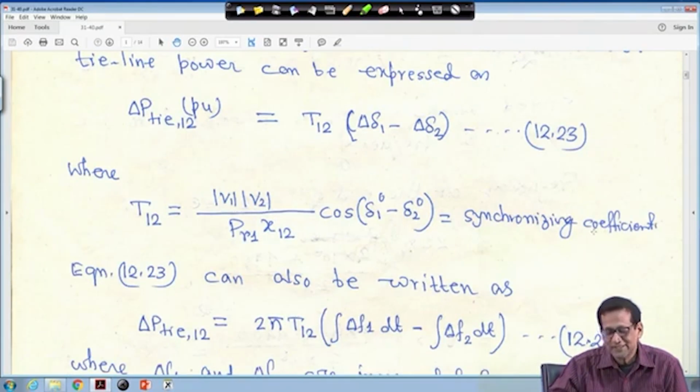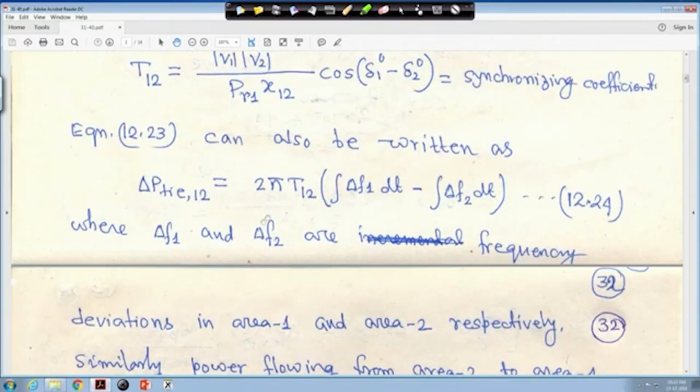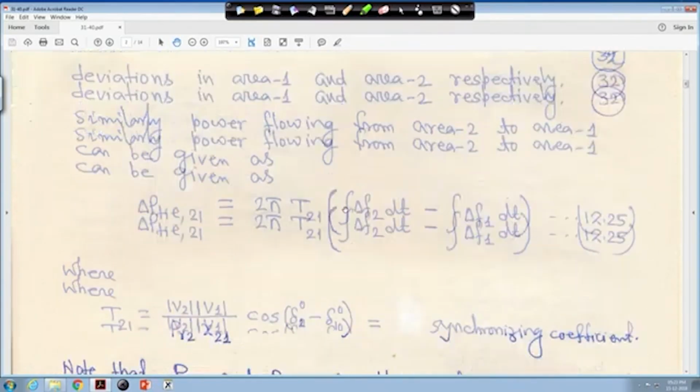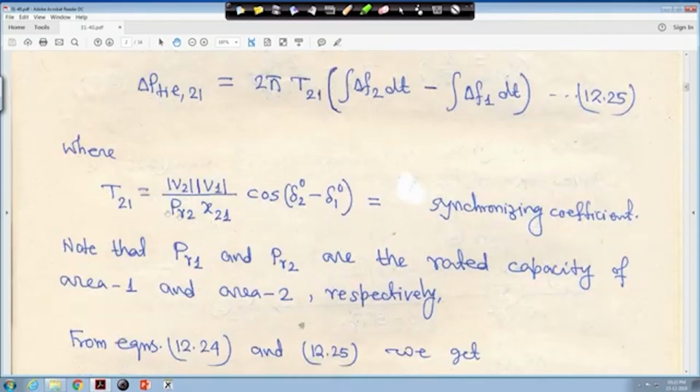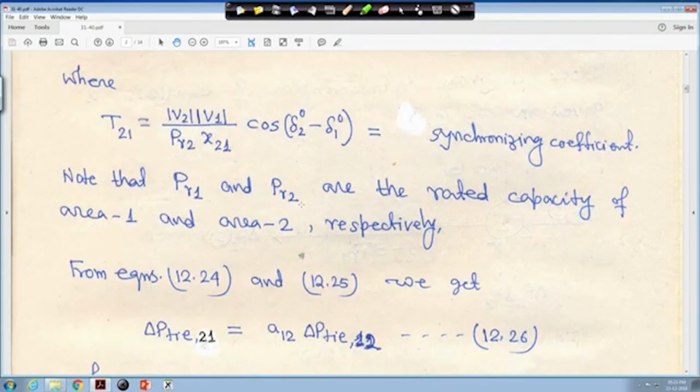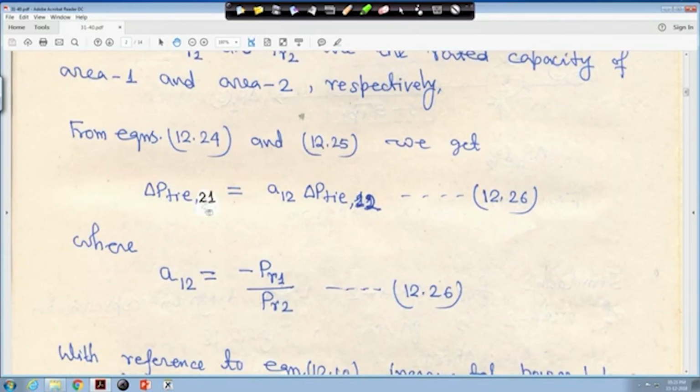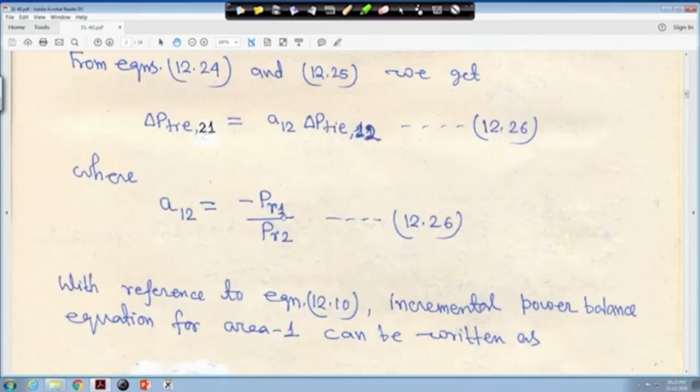So this is the synchronizing coefficient, and therefore delta P tie 1 2 we also derived as 2 pi T 1 2 of this one, and similarly delta P tie 2 1, and finally T 2 1 also we have derived and given. Now, P r 1 and P r 2, I told you, is the area capacity ratio. Delta P tie 2 1 is equal to A 1 2 delta P tie 1 2, which we already saw. A 1 2 we call the area capacity ratio, that is minus P r 1 upon P r 2; we take the minus sign. Otherwise, if you take only A 1 2 equal to P r 1 upon P r 2, then there will be a minus sign, that is all, nothing else.